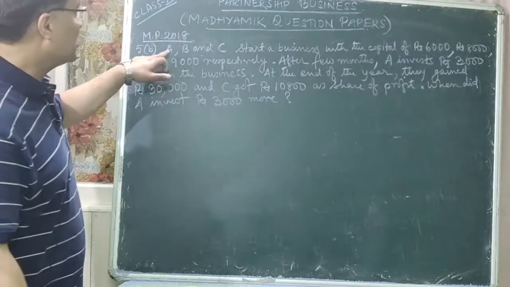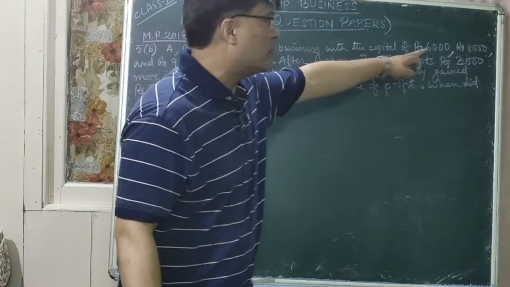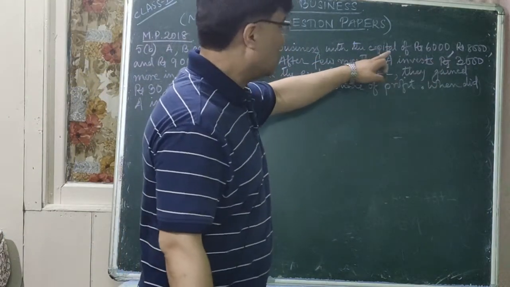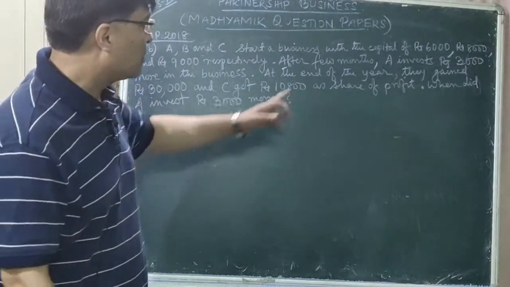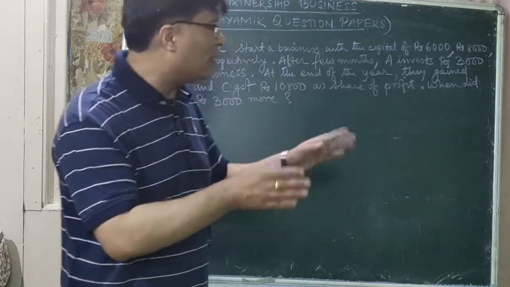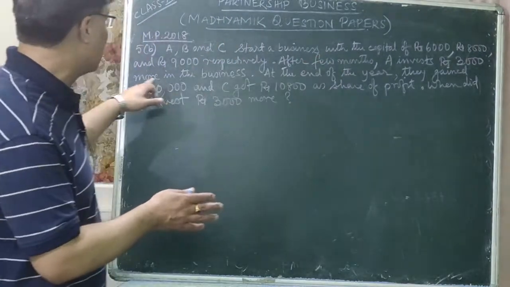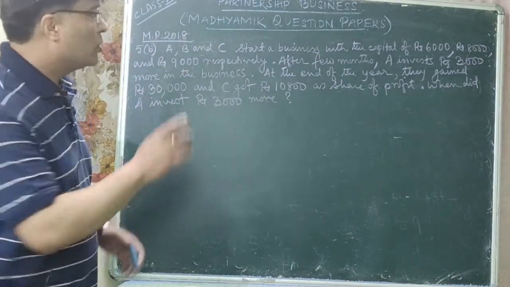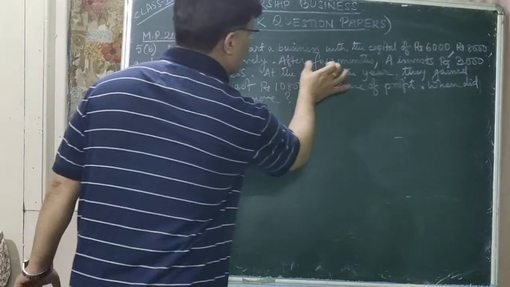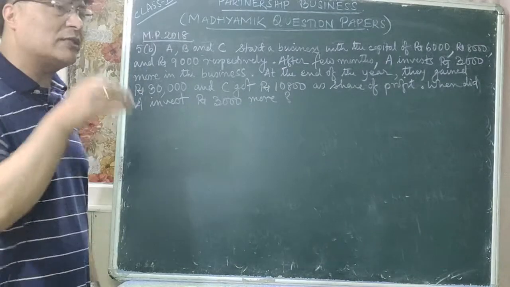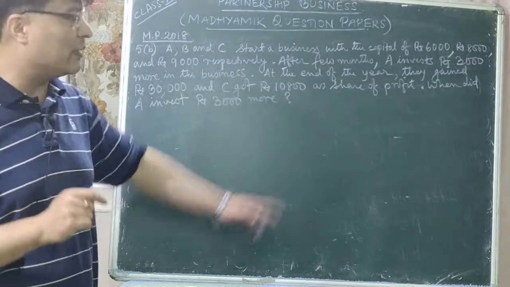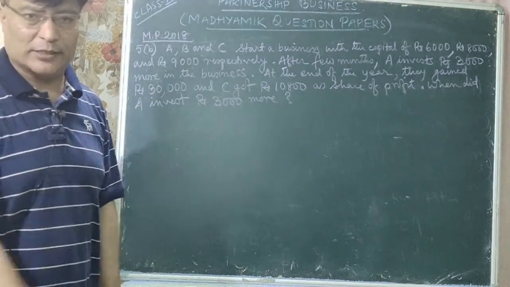Because yo jun chai A le invest gardaicha rupees 6,000. Ta A le rupees 6,000 pahila beginning of the year invest garyo. So after a few months, kei mahina pachadi feri A invest rupees 3,000 more in that business. So yo jun chai after a few months, to kati mahina pachadi chai rupees 3,000 ajhai besi tirdaicha A le bhanera yaha question ma sodhdaicha.